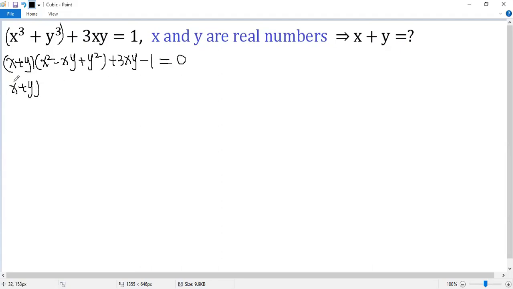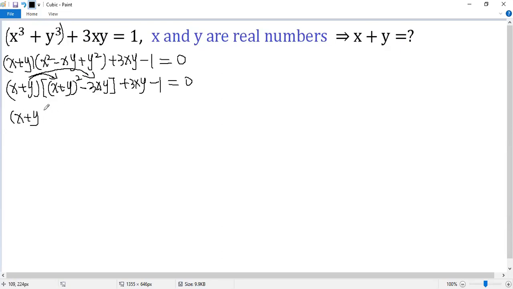For x squared minus xy plus y squared, we can write this as (x plus y) squared, and then we have 2xy, so we need to minus 3xy to make them balance, and then plus 3xy minus 1 equals 0. Now we distribute this term. So we get (x plus y) cubed minus 3xy times (x plus y), and then plus 3xy, and write 1 as 1 cubed, equals 0.